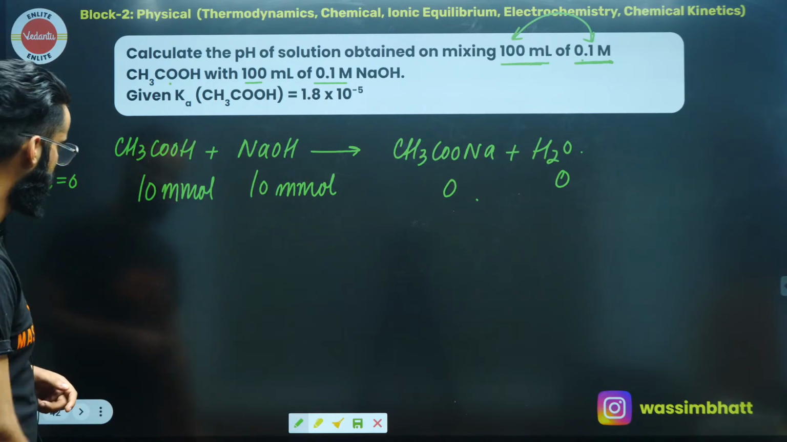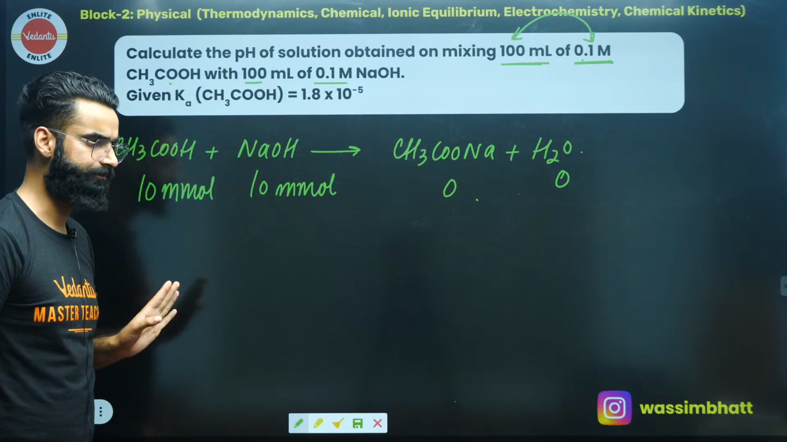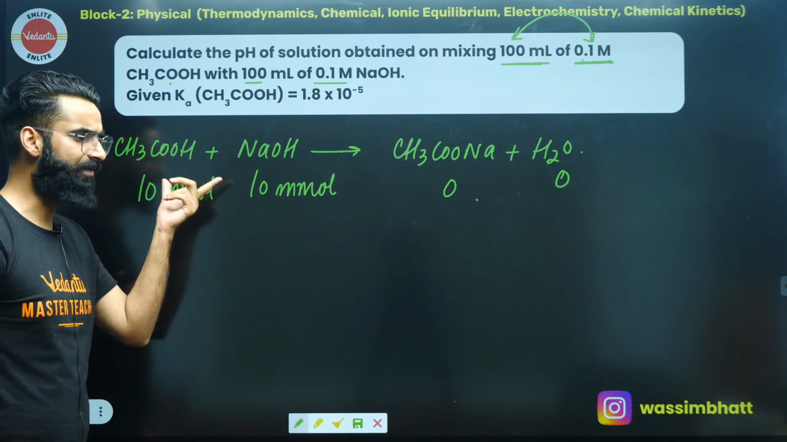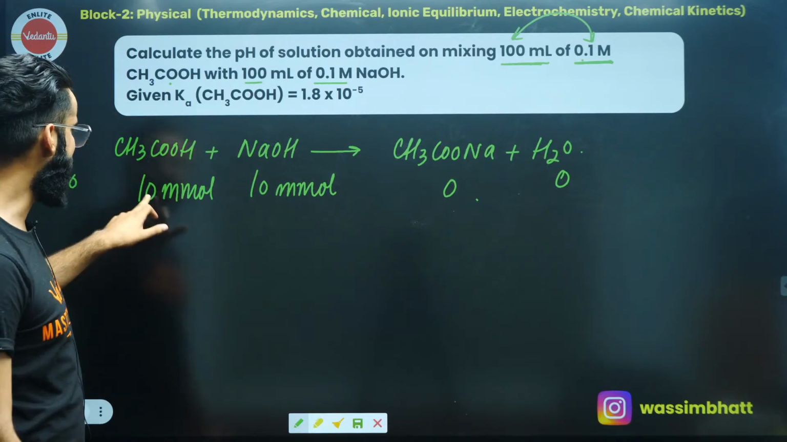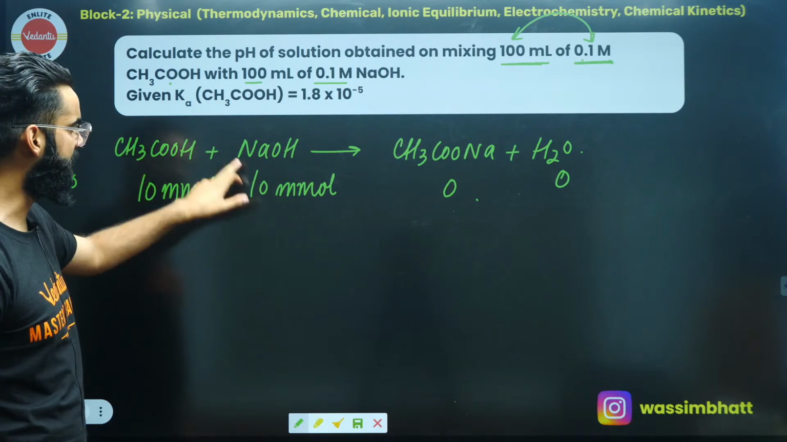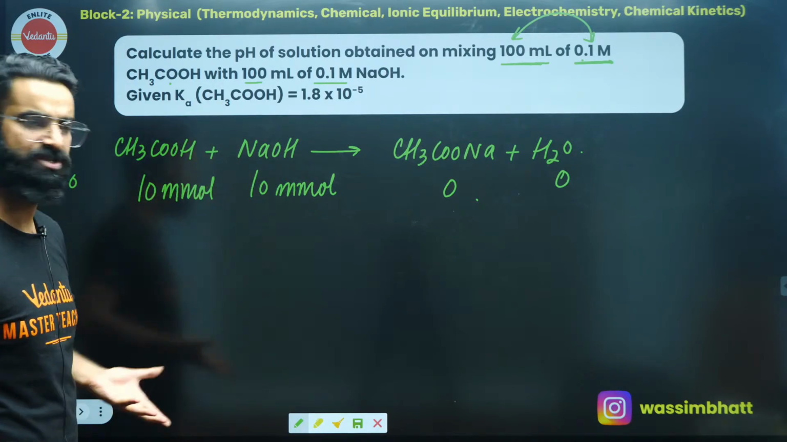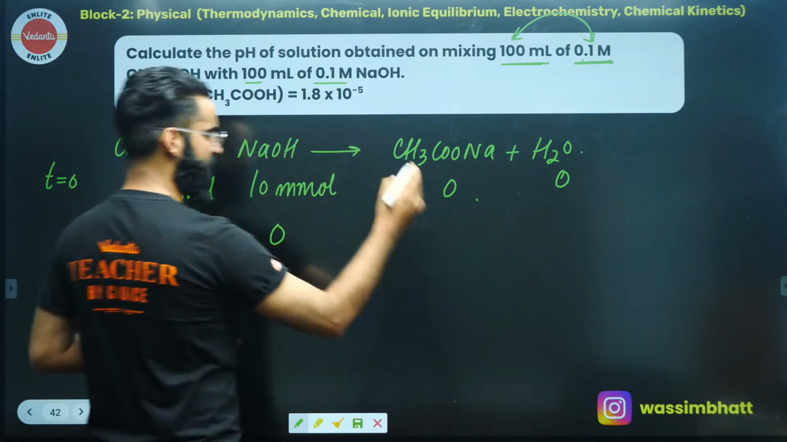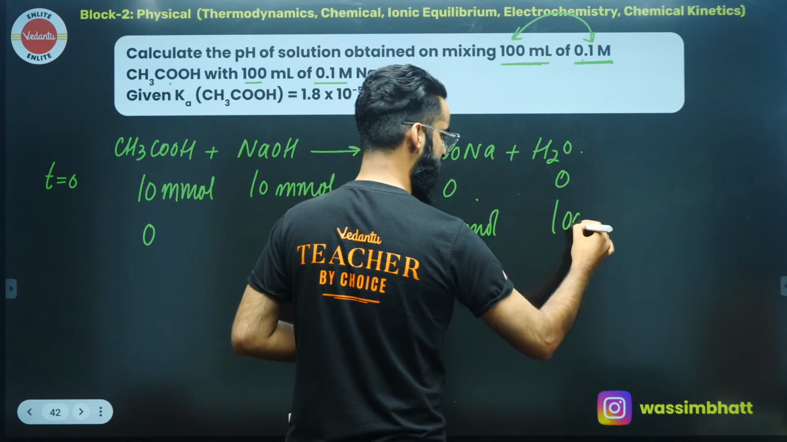Now identify which one is the limiting reagent among the two. You are supposed to divide these millimoles by their respective stoichiometry coefficients. 10 divided by 1 comes out to be 10, and 10 by 1 comes out to be 10. So this is the case of complete neutralization. If this is complete neutralization, 0 and 0 will be left. 1 mole gives 1 mole, so from 10 millimoles you get 10 millimoles of salt.